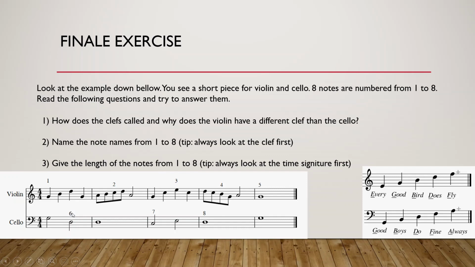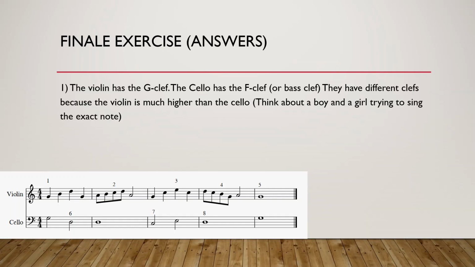So the 6th note is a half note. Excuse me. And a half note is twice as much as a quarter note, meaning this is 2 beats. The 7th note is also a half note, also 2 beats, and the 8th note, a whole note, is 4 beats. And here are the answers.